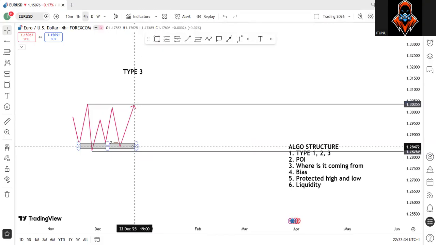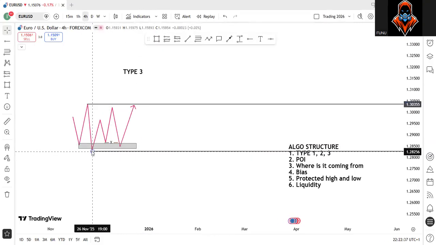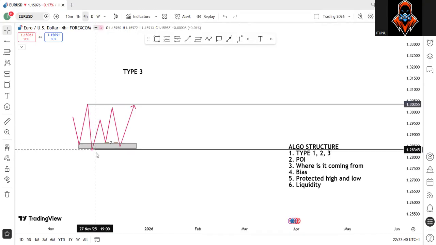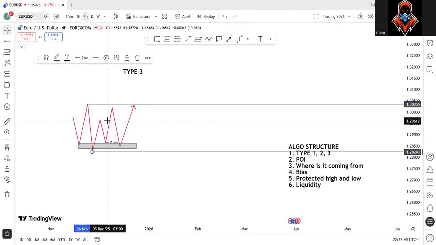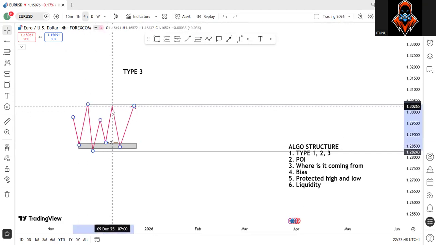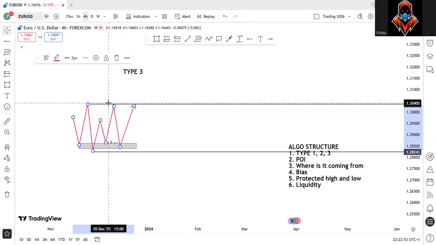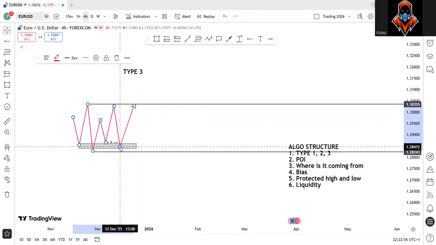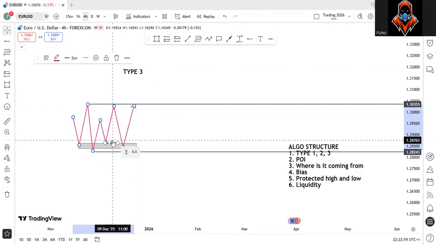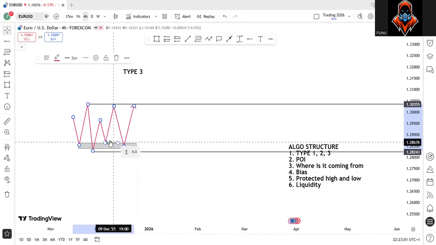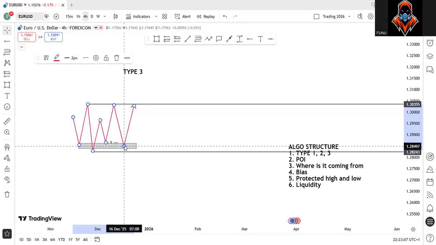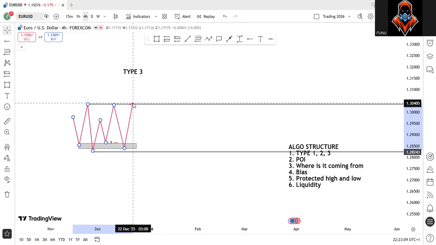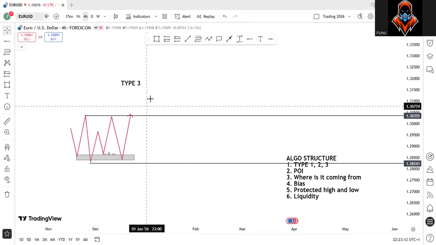Our protected low, our POI, our liquidity, our sweep, making the market take out this low. This is our sweep right here. It didn't take out this high. That is why it's considered a type 3. It didn't take out this high, but it was close to it. So it forms a double top, which forms at our liquidity. Then market retraces to the substructural liquidity. Substructural liquidity has to be formed before reaching here. Then it retraces to come and take out this high. This is our type 3 in a bullish scenario.